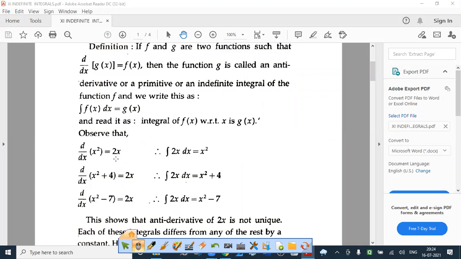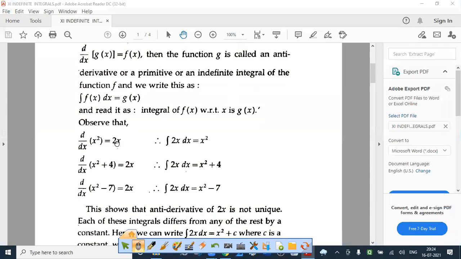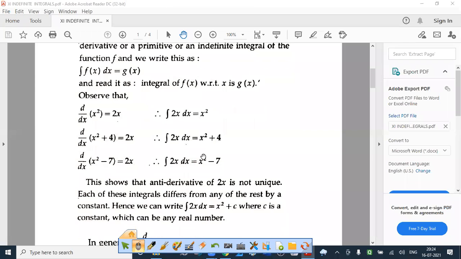In fact, I have given the same example. The derivative of x square is 2x. The antiderivative of 2x, that is, the integral of 2x dx: dx just tells us that the variable of integration is x. Please do not read this as integral 2x into dx. No, that is absurd. So the integral of 2x dx is x square.